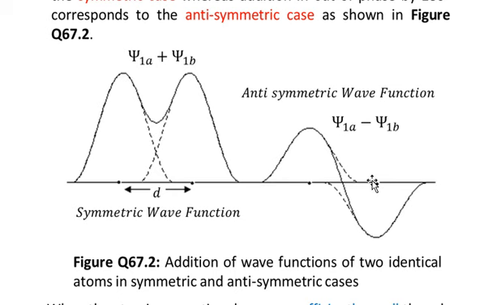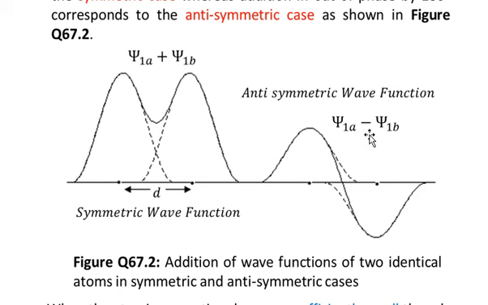Now consider another case on the right hand side, anti-symmetric wave functions. The wave function psi1a is along the vertical direction upward, whereas psi1b is shifted by 180 degrees and is in the downward direction. You can see the full wave functions shown as dotted lines, and under the dotted lines the wave functions will overlap and add. But here the wave function of atom B is 180 degrees out of phase with respect to atom A. So the addition will be psi1a minus psi1b.